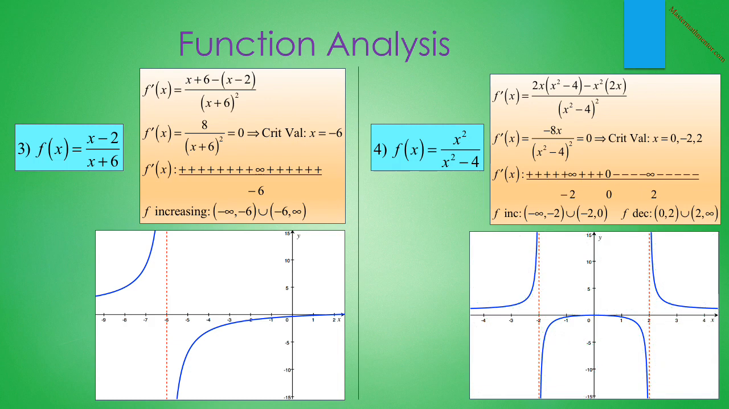Our graph confirms our answer. Note that we have vertical asymptotes at x equals negative 2 and x equals 2. Our graph increases to the left of negative 2 and then increases again up to 0. It then decreases from 0 to 2 and also from 2 to infinity. We could have also asked whether there are horizontal asymptotes, and there are, which is the limit of f of x as x approaches plus or minus infinity, which would be 1.